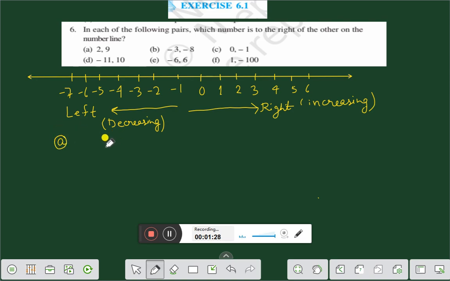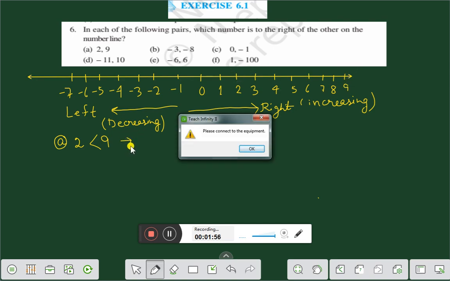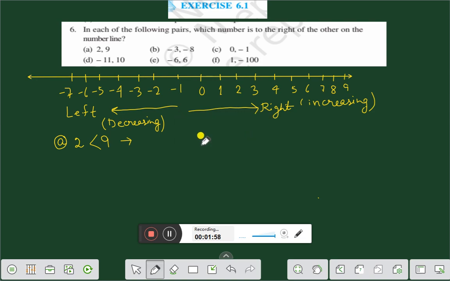First of all, you have to find which one is greater. 9 is greater, right? Therefore, you can say that 9 is to the right of 2. Here also you can say 6, 7, 8, 9. You see 9 is to the right of 2, right? The greater number will be to the right of the other. Which one is greater? 9 is greater than 2.